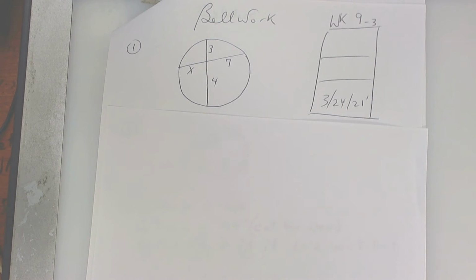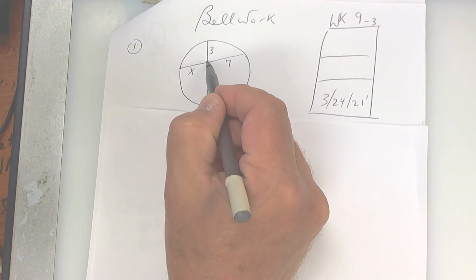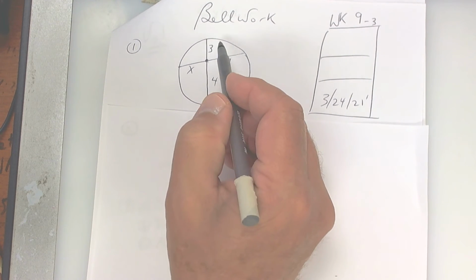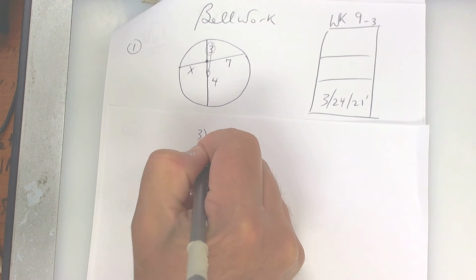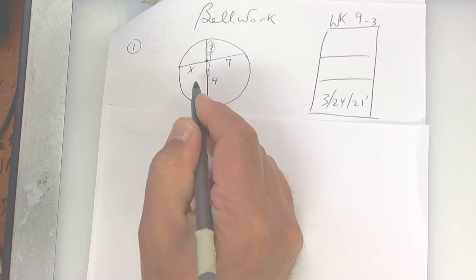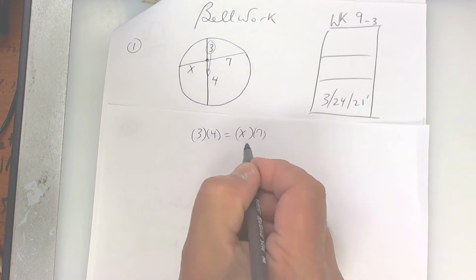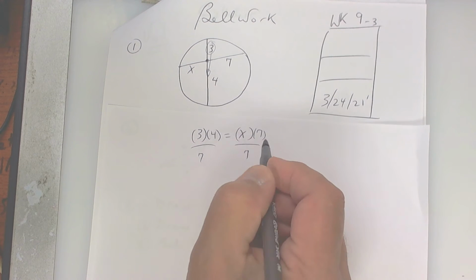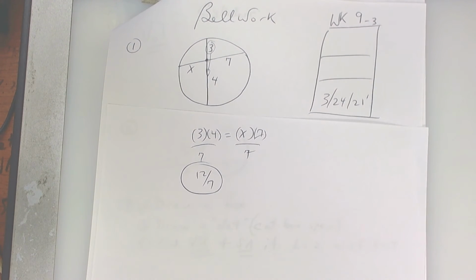One of the rules says the segments where the center, where it hits right here is not the center of the circle, you multiply these two. So you're going to say 3 times 4 is equal to x times 7. And then you just divide by 7 and you get your answer. So your answer is going to be 12 over 7. That's it. You just need to know the formula.